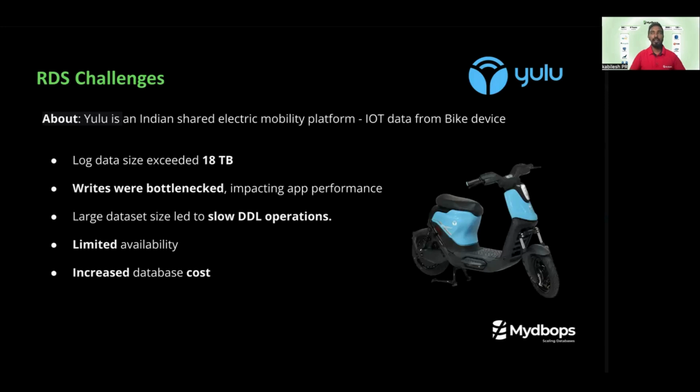What happens is when this log data comes in bulk, they have around 70 to 80,000 bikes on the road. Each bike sends data approximately every 5 seconds. Consider the scale which is being handled. As this data is hosted along with the transaction data, when the log has a high volume of writes, it's basically write intensive, and when it comes, it completely stalls the RDS.